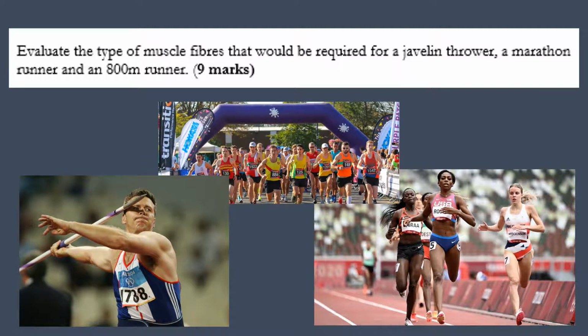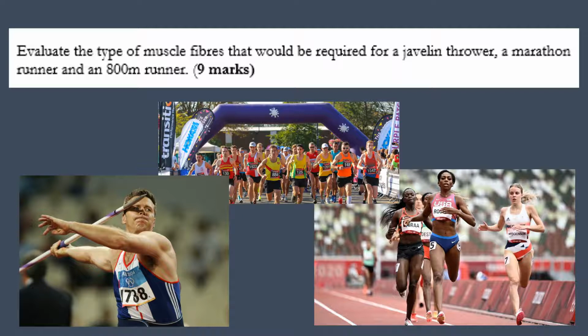Evaluate the type of muscle fibers that would be required for a javelin thrower, a marathon runner, and an 800-meter runner. And this is a 9-mark question. For our 9-mark questions, they are split into three markers really. So we get 3 marks for AO1, which are points, 3 marks for AO2, which is explanation or examples, and 3 marks for AO3, which is our evaluation and our link to sport.